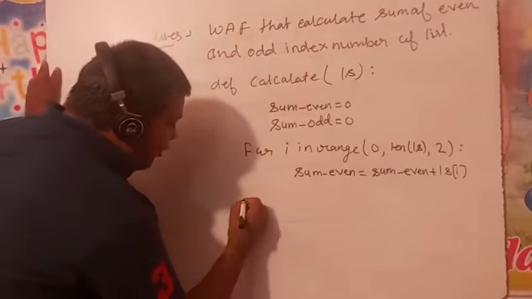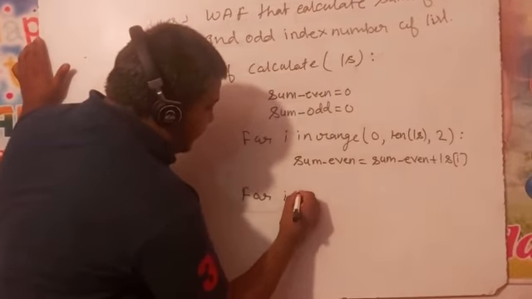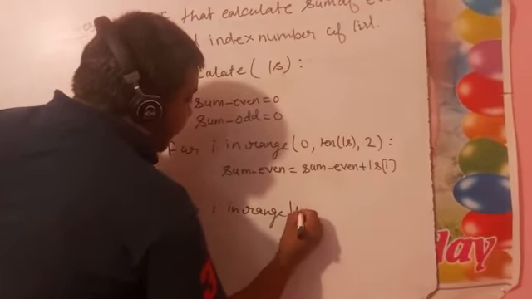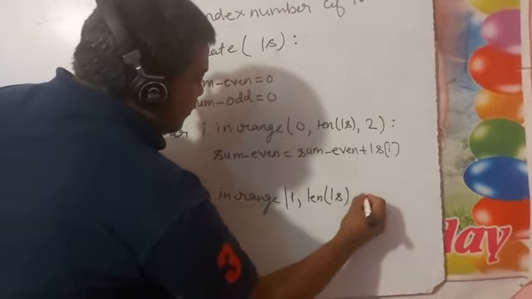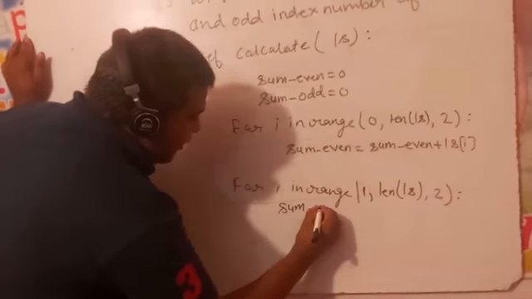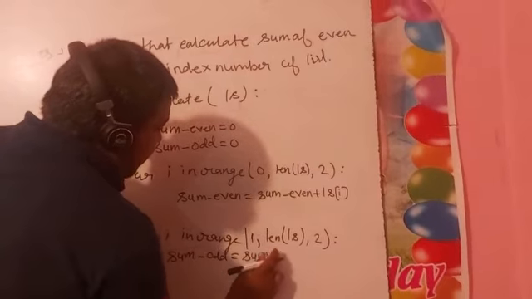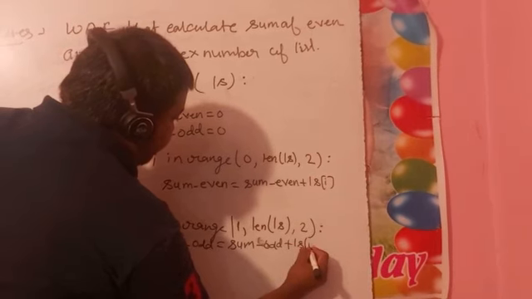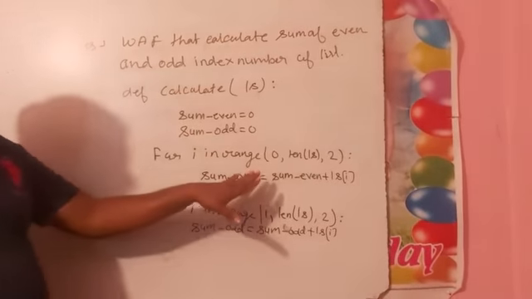Again we have to run one loop for i in range from 1, and it will go to the length of ls comma 2, and here we have to write sum_odd is equal to sum_odd plus ls of i. Clear? So look here, this function is getting both. I have done them separately.